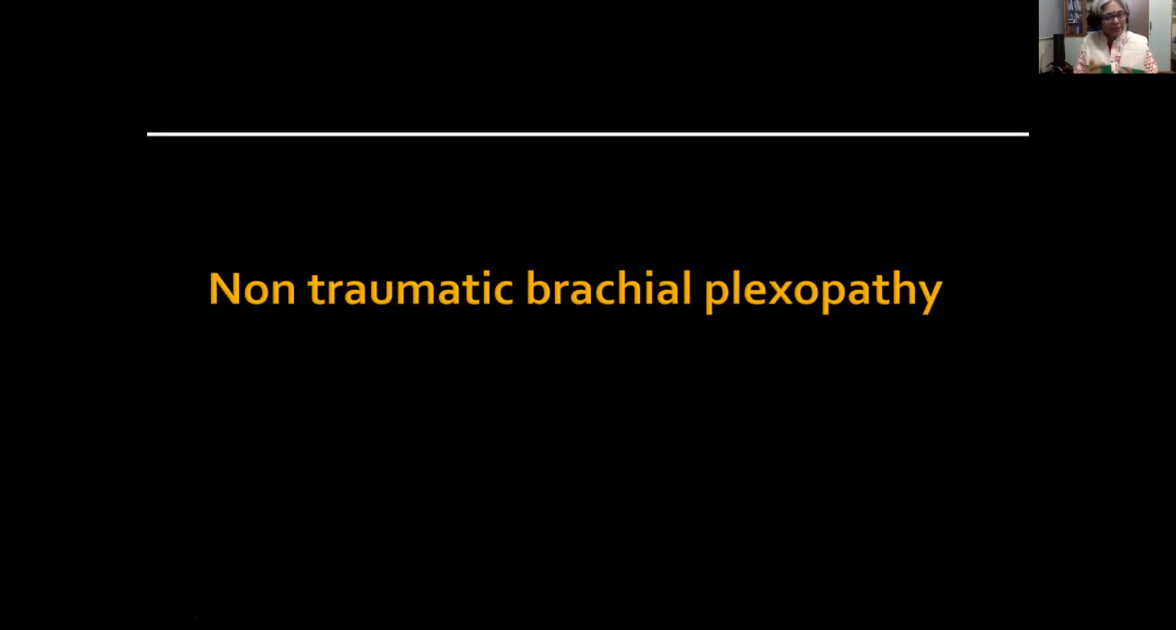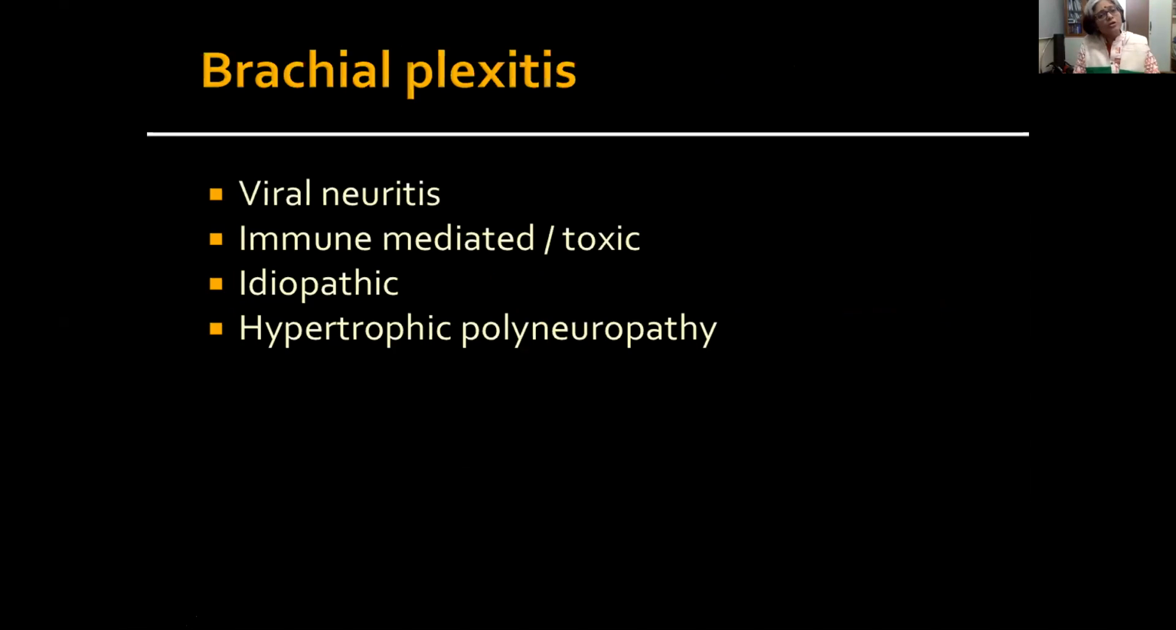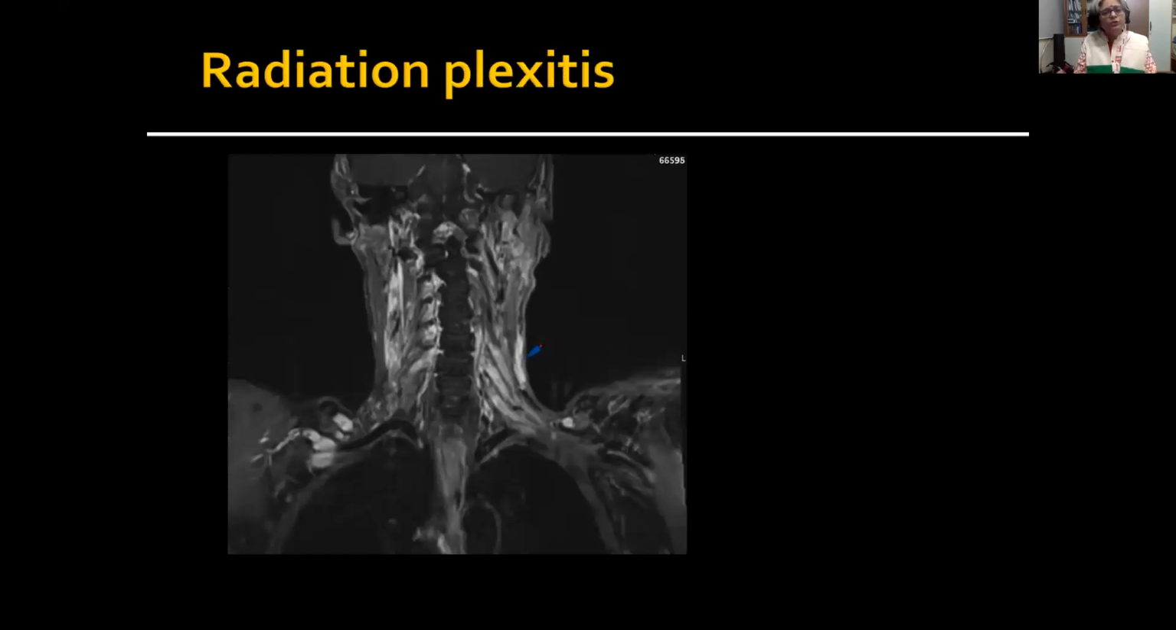Next, coming to non-traumatic brachial plexus pathologies. So trauma, quick recap: pre-ganglionic or post-ganglionic, in continuity or not in continuity. The 4 most important questions that we need to look for. Non-traumatic, we usually see brachial plexitis. The etiology is not always known. It's supposed to be an immune-mediated inflammatory reaction, usually maybe following some viral infection, maybe idiopathic. It could also be seen with hypertrophic polyneuropathy, familial, and we do see them fairly commonly. One of the common causes of brachial plexitis is radiation plexitis.